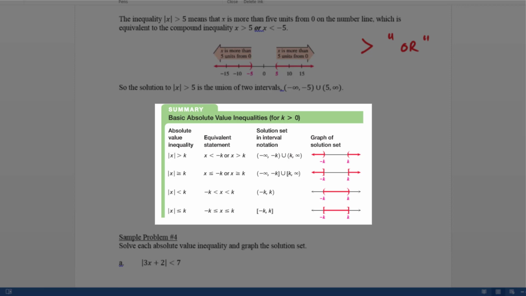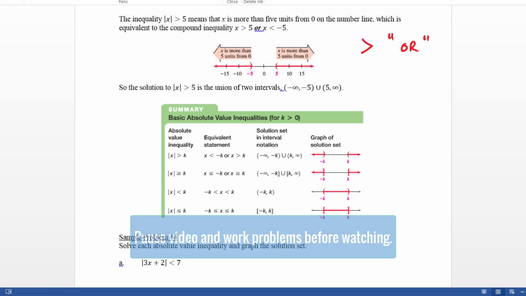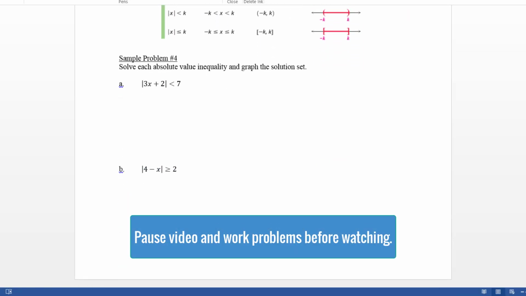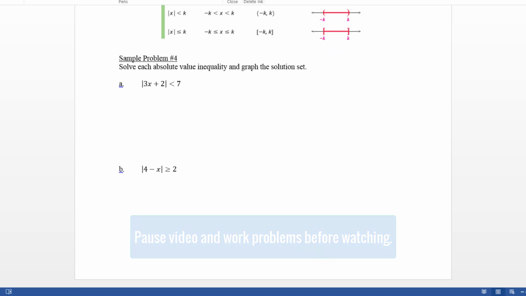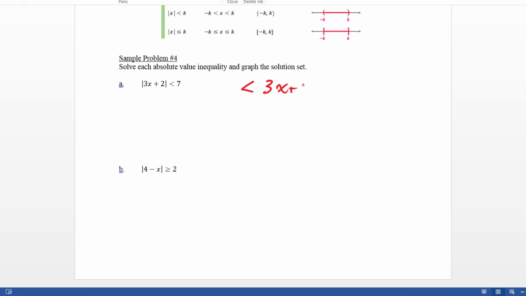So we have sample problem number 4 down here. Go ahead and take a look at those, pause the video and work through that, and then come back and check your solutions here in a second. Okay, so the first one gives us an absolute value statement that is less than. So I know that that's going to be an and statement, and I can write an and statement inequality in a collapsed form. So I'm going to do that. I know that the 3x plus 2 is going to be less than the original 7, but it's also going to be greater than -7.